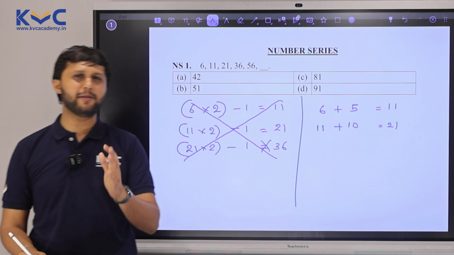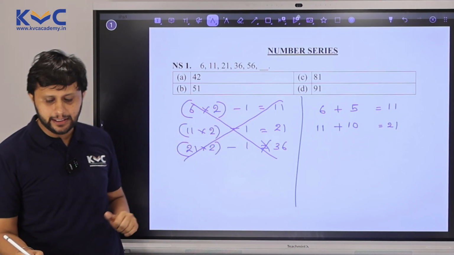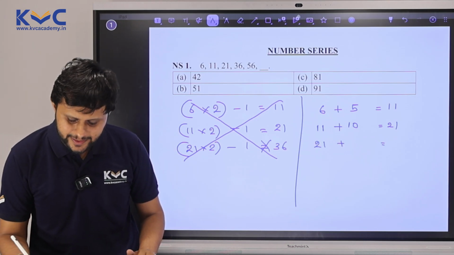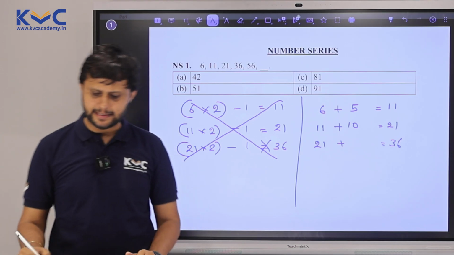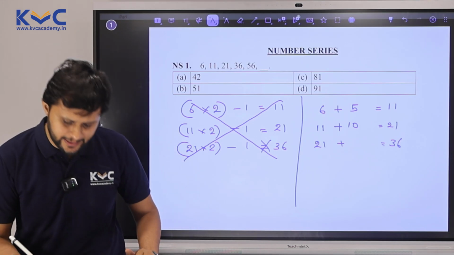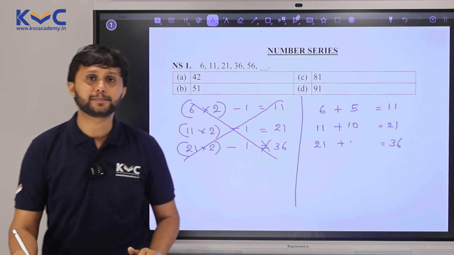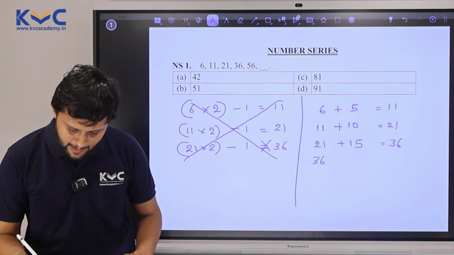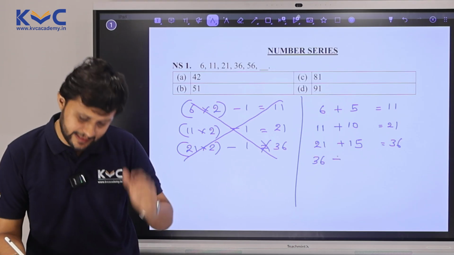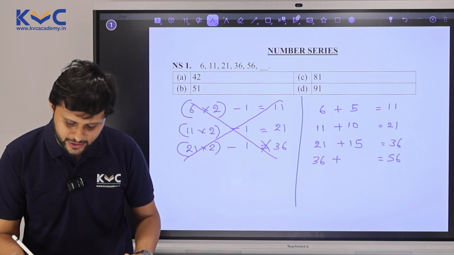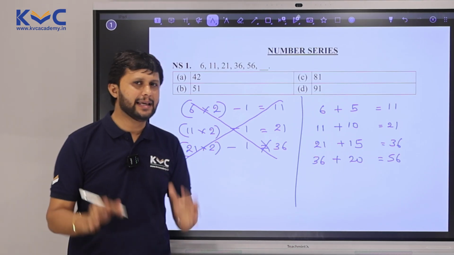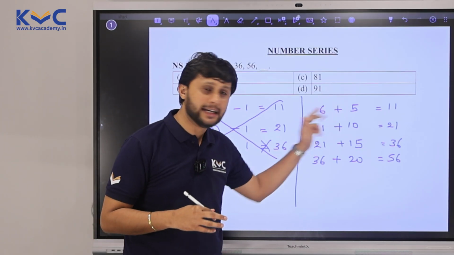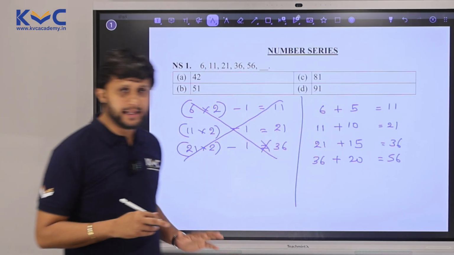Great. So first time we added 5, second time we added 10. Let me check the next one. 21 plus something, the answer should be 36, because the next number given is 36. And that something is equal to 15. Okay, we have 36. The next number is 56. Let's check that. 36 plus something should be equal to 56, which is 20. By now I know the numbers that I'm adding to the previous number are going in a sequence: 5, 10, 15, 20. Correct?